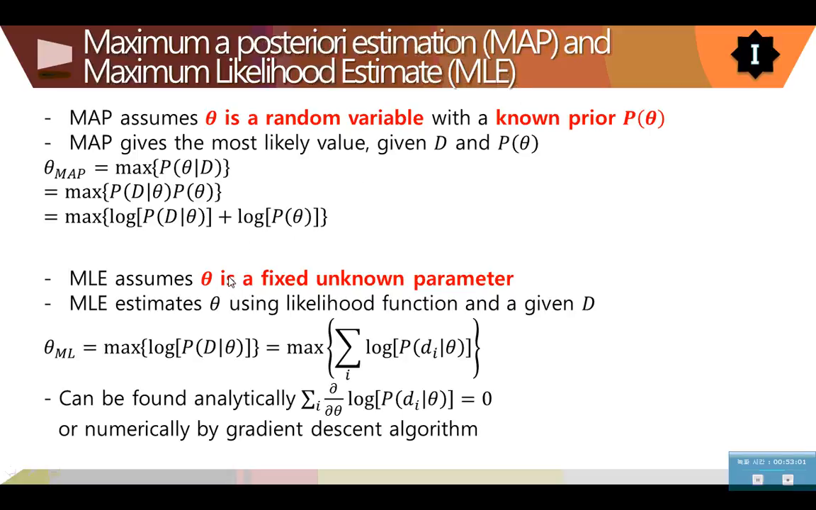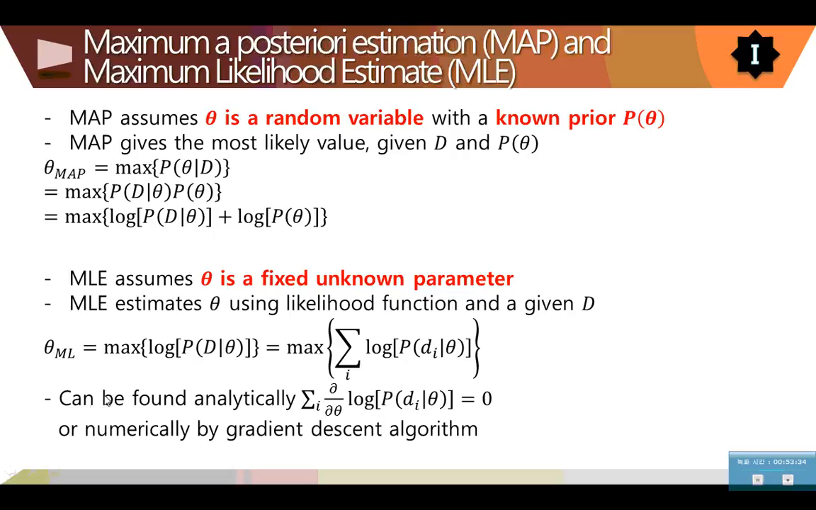Maximum likelihood estimate is slightly different. It assumes that theta is not a distribution. It is just a fixed parameter. We just don't know it. So in order to find it, we try to maximize the likelihood directly. So this time it's different. We are not trying to maximize the posterior. We are trying to maximize the likelihood. And if the likelihood is composed of features that are independent, these features are multiplied by each other. When we take the log, this will be a summation instead of multiplication.